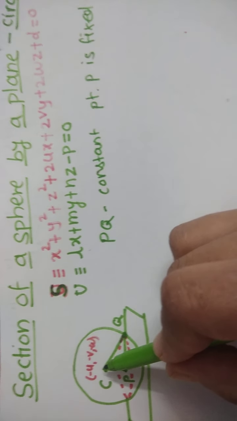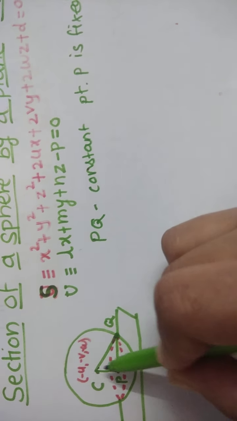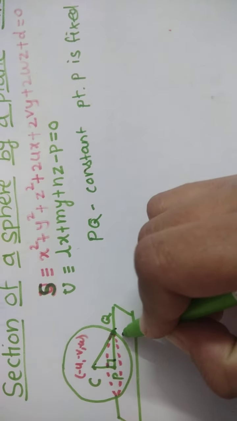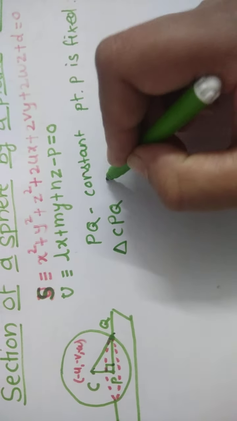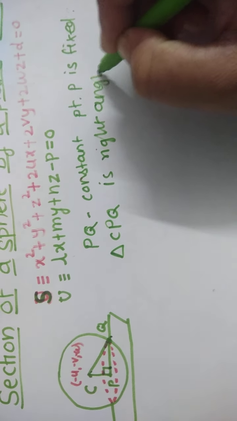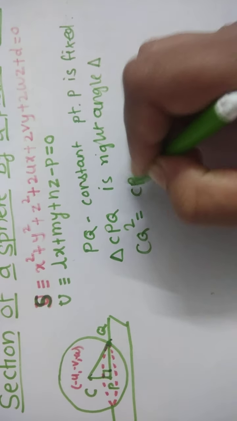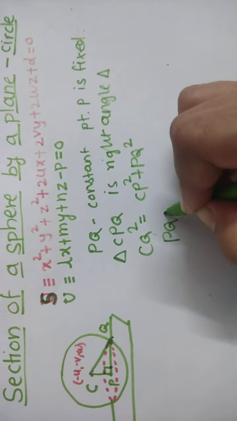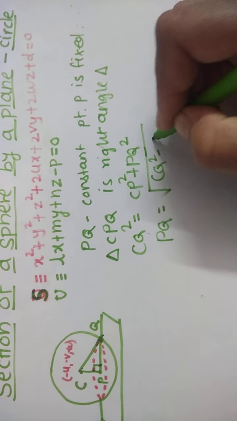We'll draw a perpendicular from the center of the sphere to the point P, and we join this point C and Q, which is nothing but the radius of the sphere. So here this triangle CPQ is a right angle triangle. So by Pythagoras theorem we can write CQ square is equal to CP square plus PQ square. Now this PQ is nothing but under root CQ square minus CP square.